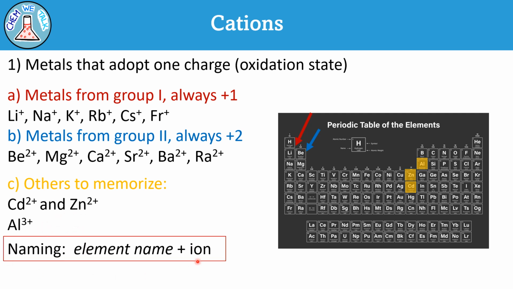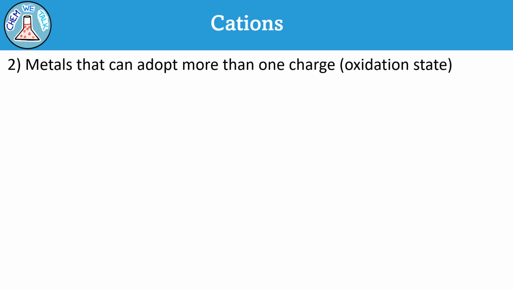Okay, and for naming those metal ions that only have one single oxidation state, we're just going to use the element name plus the word ion at the end. So for example, we have zinc. Zinc only has one charge, so we can just simply call it zinc ion, and that's it.